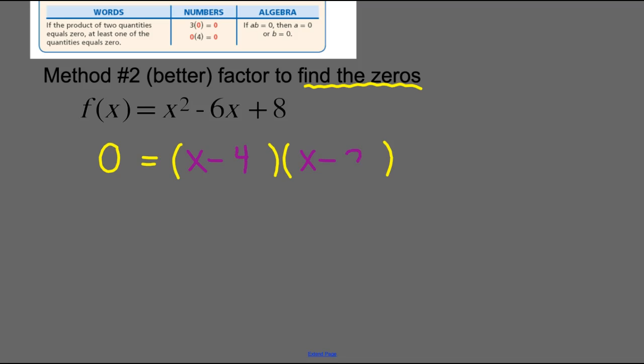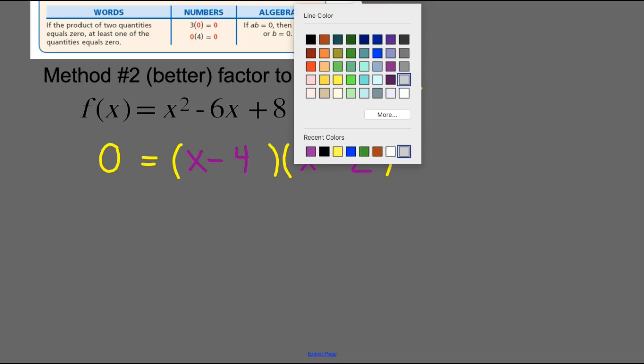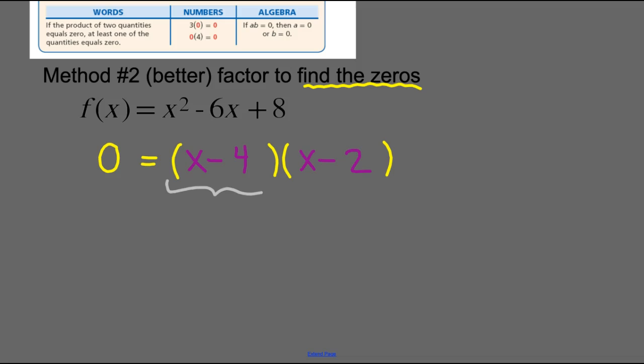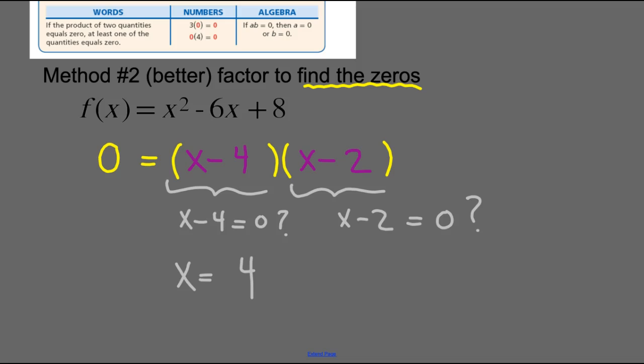4 and 2. Good. So now that we have it factored, what value for x is going to make each one of these factors equal 0? So ultimately what we're asking is, when is x minus 4 equal 0? That's when x is positive 4. Same thing over here. When is x minus 2 going to equal 0? I know this is kind of hyper thorough, but when is x minus 2 going to equal 0?